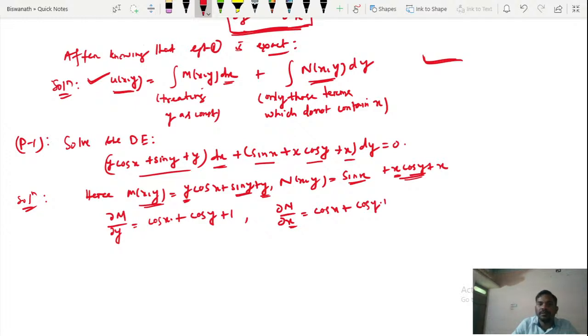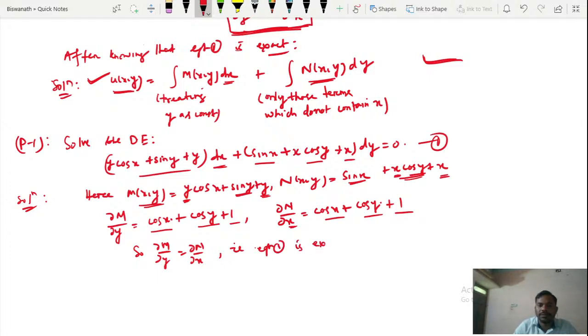So, into 1. So the derivative of x is 1. So if you see, this is cos x plus cos y plus 1. So here del m by del y equals del n by del x. That means these two things are equal. So the above differential equation is an exact differential equation. That means equation 1 is exact.